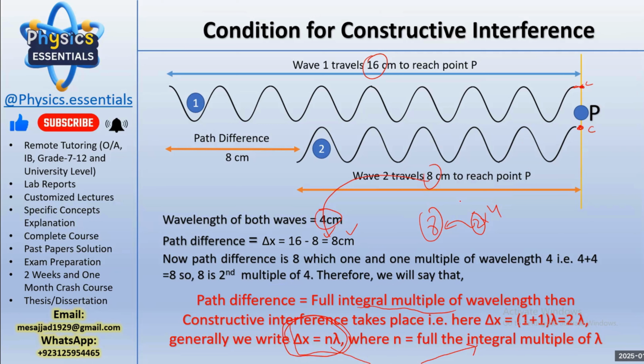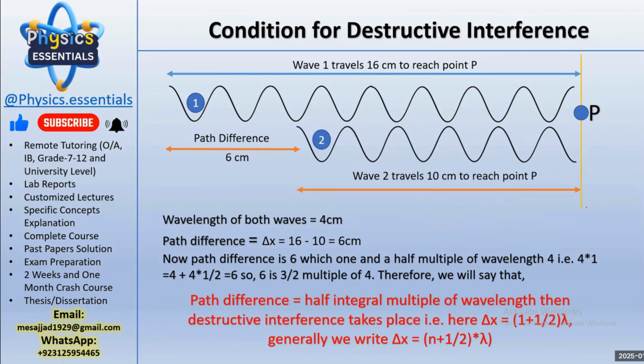So here 4 is the first multiple and 8 is the second multiple of the wavelength, so therefore we will have the value of n as 2. Okay. Now for destructive interference, I have the same waves, but now wave 1 is traveling 16 and wave 2 is traveling 10. So they have a path difference of 6, and the wavelength is absolutely the same, like 4.